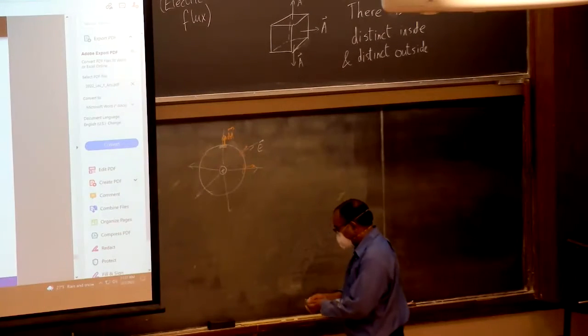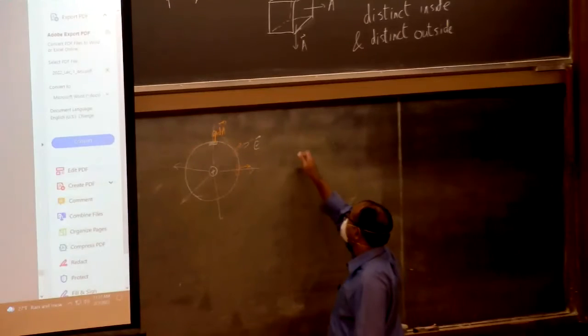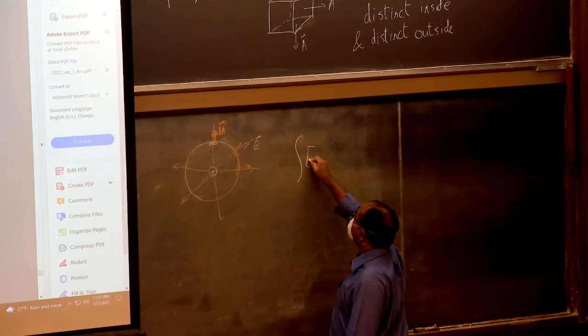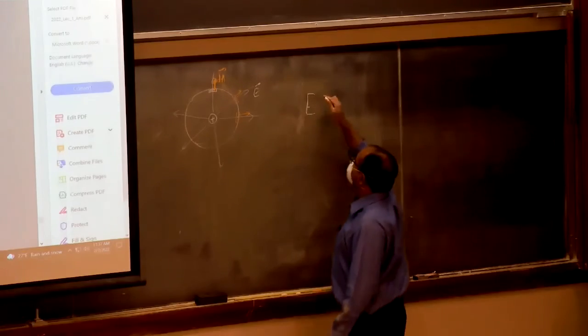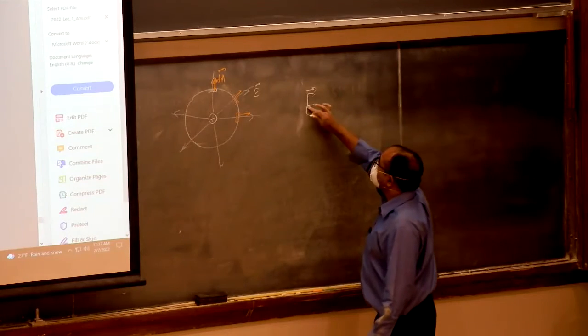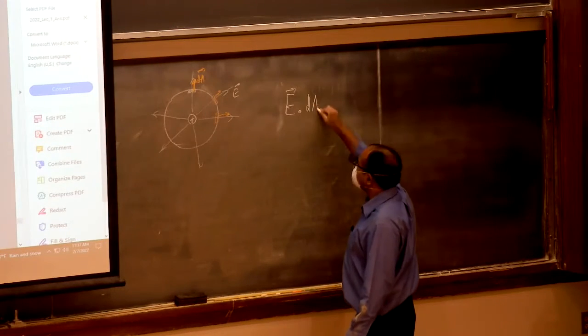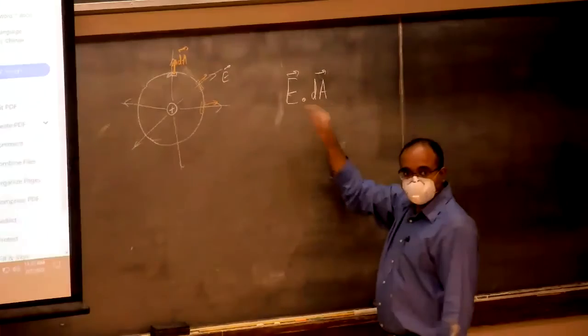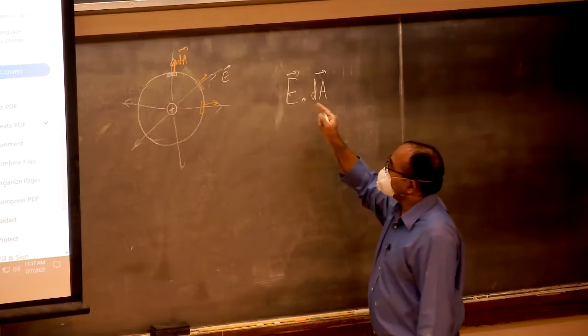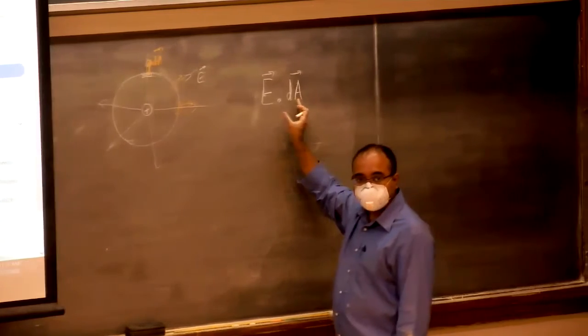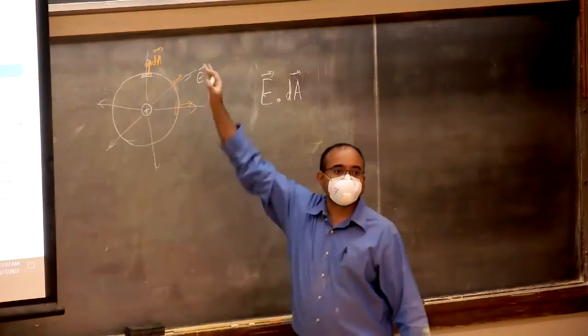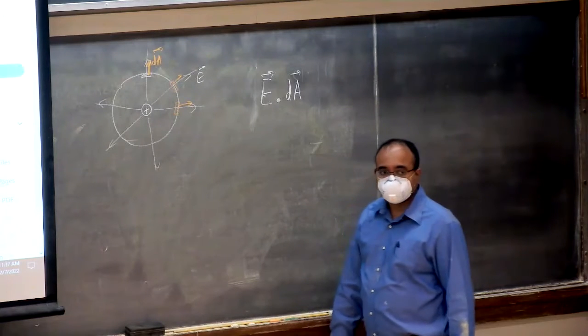And so what you do when you do the integral is, basically for each dA, you are looking at what the electric field is at that dA. You are doing the dot product, and you get a scalar quantity. And then the integral is just adding up all the contributions all over the sphere.